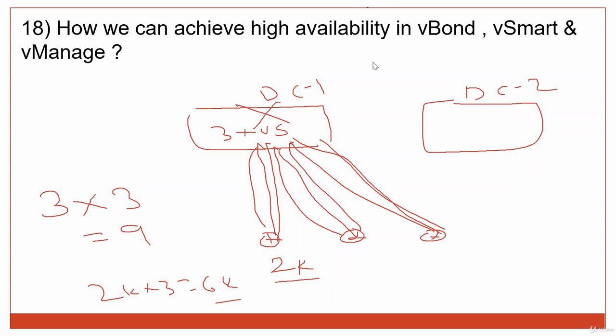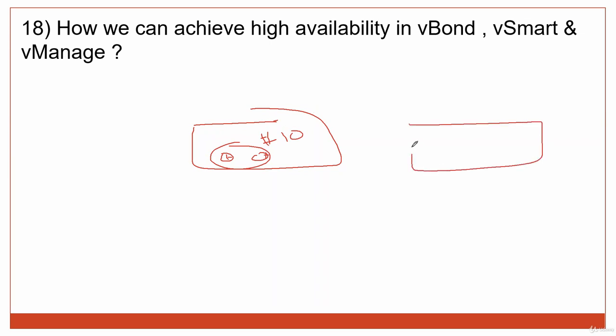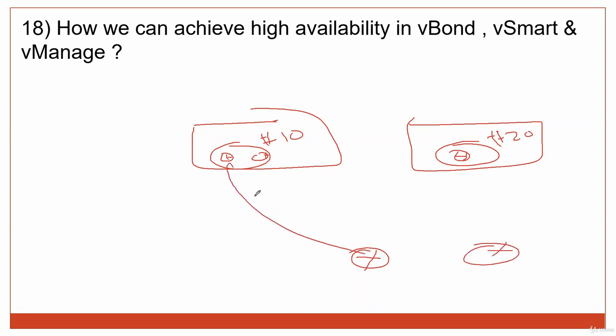Rather, what we can do here is group the vSmart. Suppose I have group 10 with only two vSmart here, and I have another group here with only one vSmart, so group number 20. Then suppose I have two vEdge devices: for one of the vEdge devices, this is the primary and this is the secondary or backup. For the other set of vEdge devices, this is the primary vSmart and these are the secondary or backup links, correct? So primary and backup link, you can use for the connection.